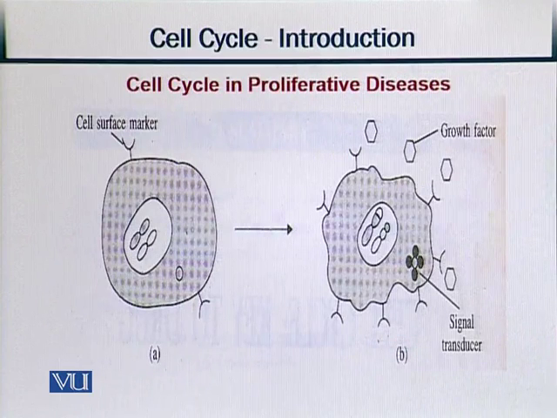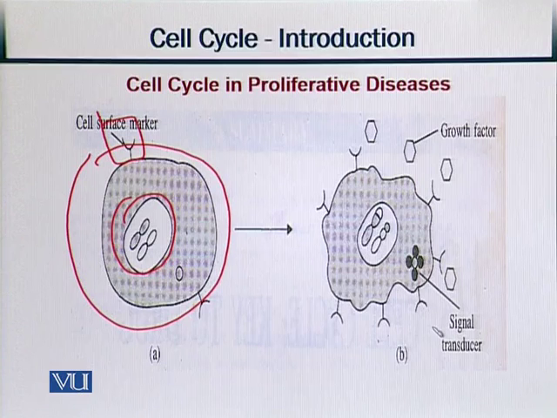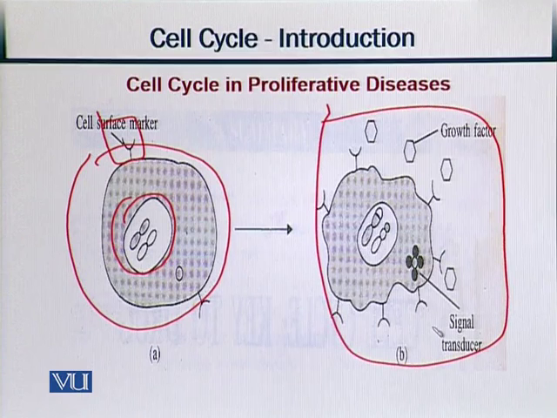Here I have given an example of the cell cycle in proliferative diseases. On the left side, this figure represents a normal cell. Here we have a cell surface marker which tells the outer boundary of the cell or the start of the cell, and here we have the nucleus in which we have different chromosomes, and it is a normal cell. Now what happens on the right hand side? This one is basically a cancerous cell.